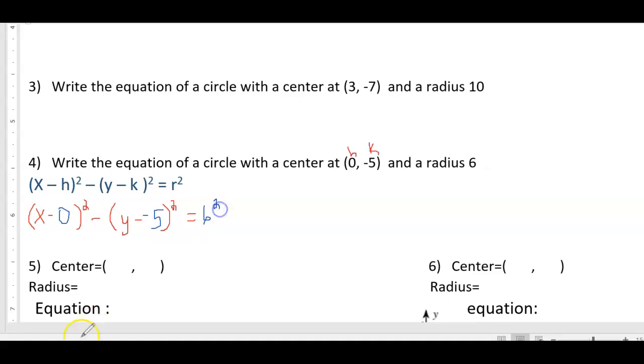Okay, that's your first step. Now rewrite it. So we change this, right? Plus plus. And then I would write 36 here. Okay, since it's a 0, I'm just going to write x squared because I have no number here. So x squared minus y plus 5 to the second power, look at that little 2 here, to the second power, equals 36.